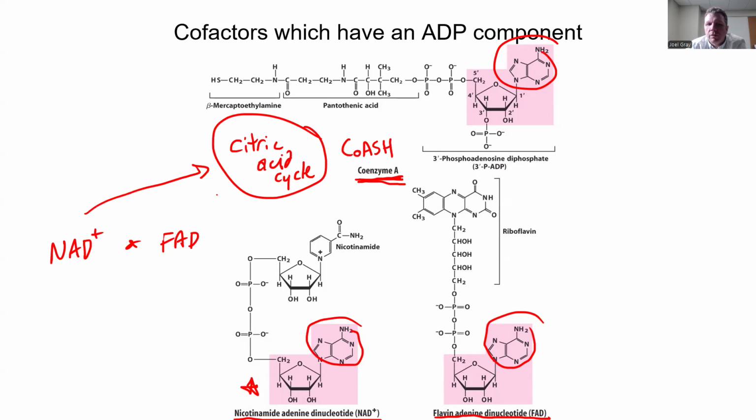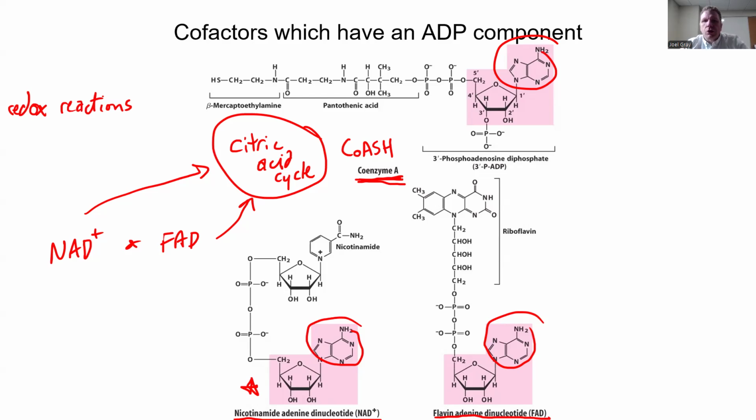Now, I mentioned this previously when we talked about NAD plus and NADH. They're major cofactors, but what type of cofactor are they? They're cofactors in redox reactions. So they participate in oxidation reduction reactions. And these release a huge amount of energy.